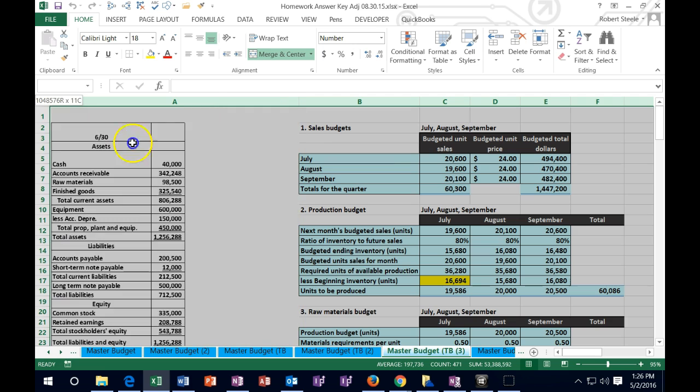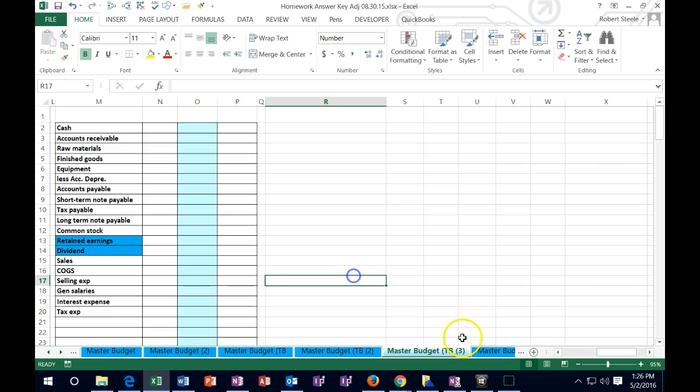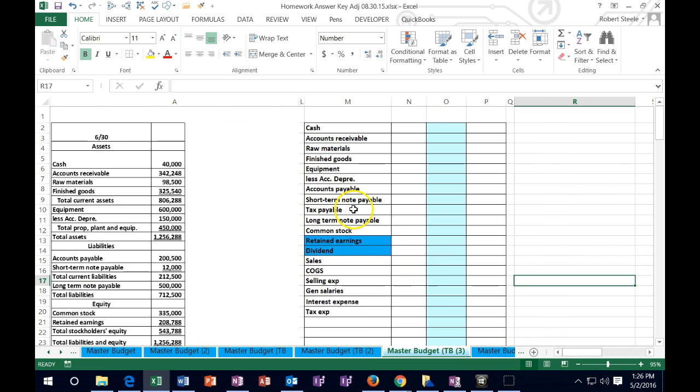So let me give an introduction to what that might look like. I'm going to right click and hide these cells so that I can have this trial balance. I'm not going to re-input the numbers, but you're just going to take the balance sheet and put it into trial balance format, removing the subtotals and putting credits as negatives so that it'll balance. Cash is going to be 40,000, accounts receivable 342,248, raw materials 98,500, and then finished goods inventory 325,540.